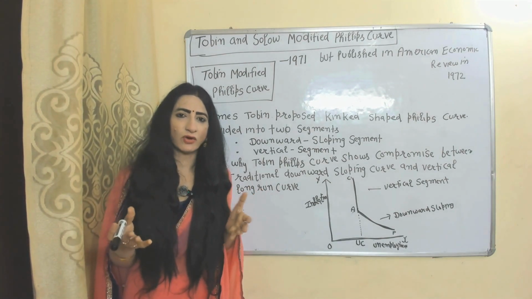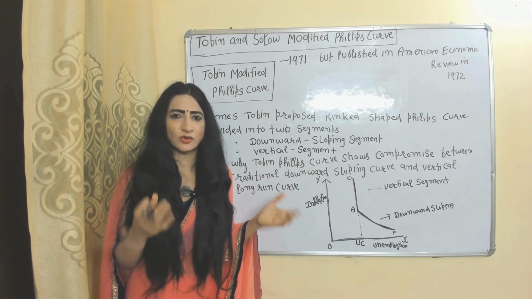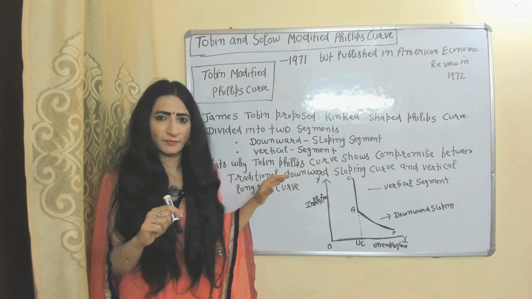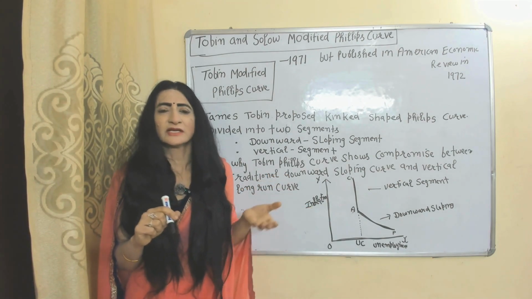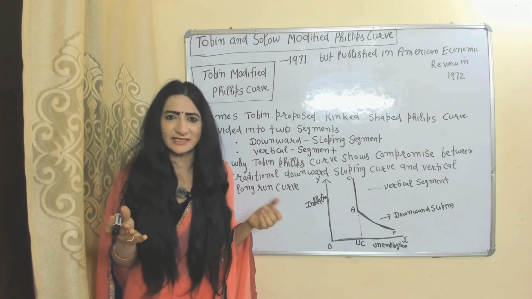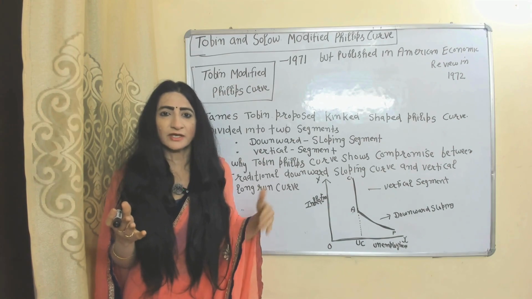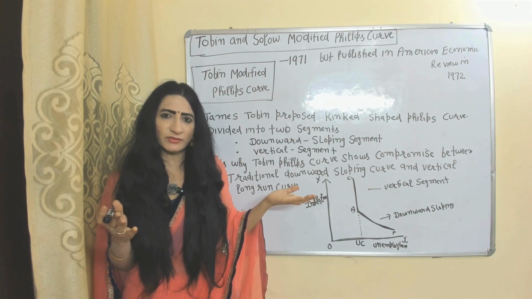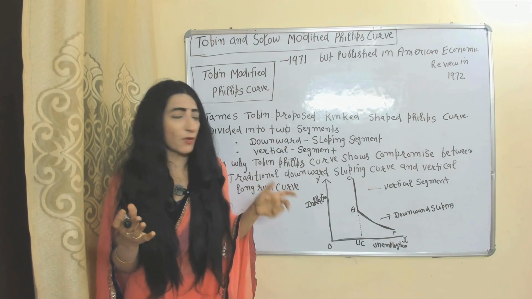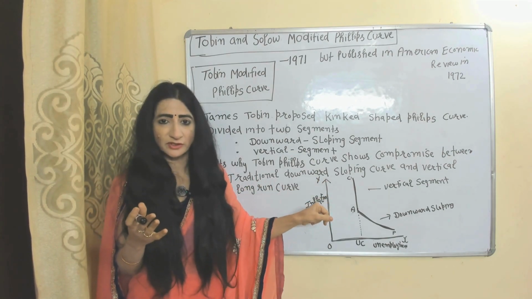Today we are going to talk about Tobin and Solow modified Phillips curve. First of all, we will see Tobin modified Phillips curve. James Tobin gave his modified Phillips curve in 1971. It was published in American Economic Review in 1972, and James Tobin proposed a kinked-shaped Phillips curve.